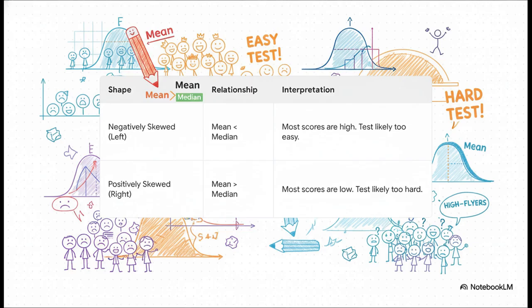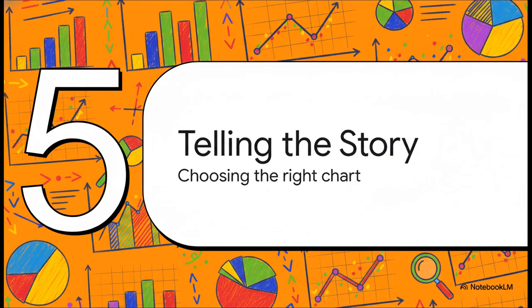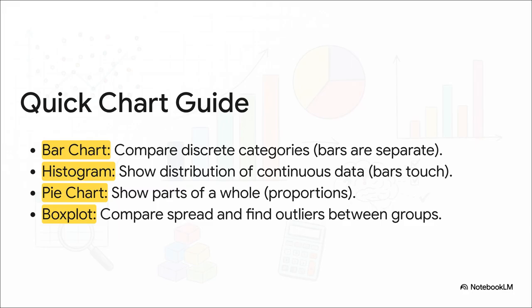All right, the last step in all of this is actually showing people what you found. A good chart can tell your story way better than a table full of numbers ever could. But you have to choose the right chart for the job. Here's a quick cheat sheet that ties it all together. For that nominal data we started with, like comparing public versus private schools, a bar chart is your best friend. The bars are separate because the categories are separate.